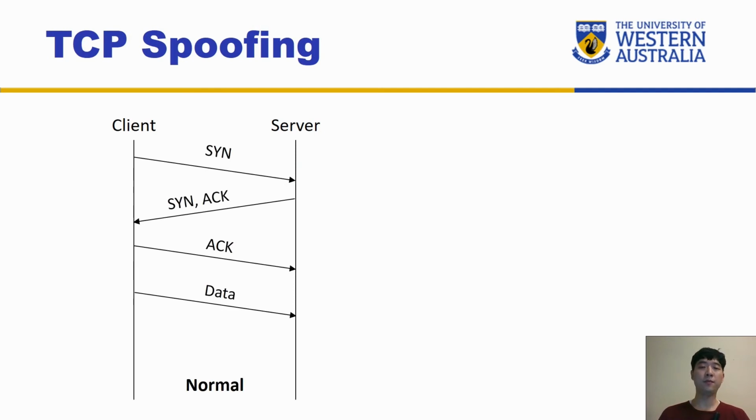So we have seen this before, our normal TCP connection between the client and the server. So we have the three-way handshake and data being transmitted, right?